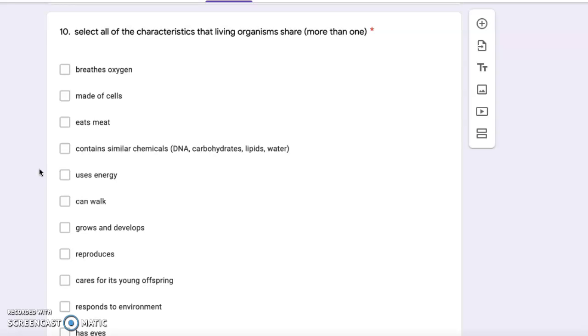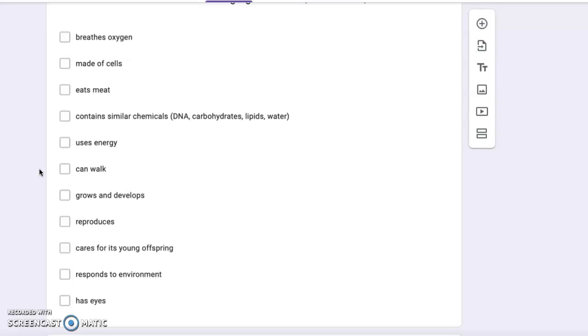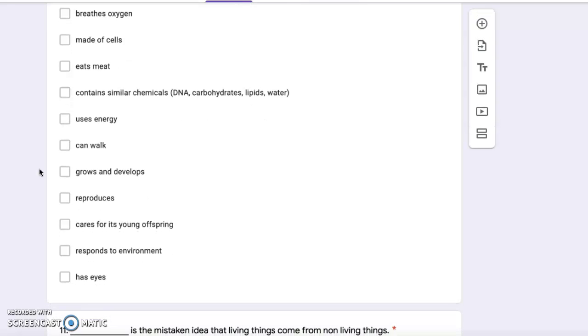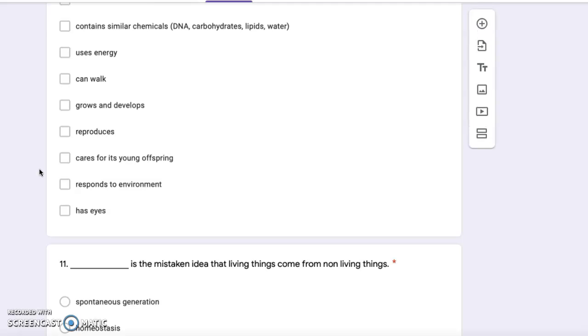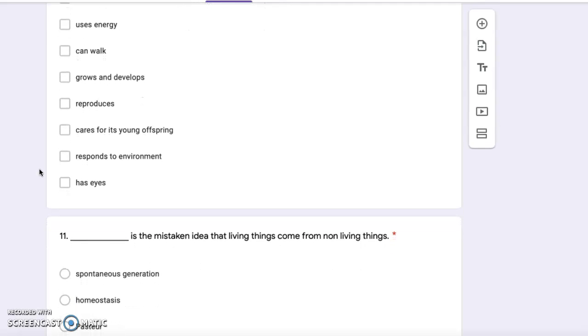And number 10, select all of the characteristics that living organisms share. There are more than one. Breathes oxygen, made of cells, eats meat, contains similar chemicals such as DNA, carbohydrates, lipids, water, uses energy, can walk, grows and develops, reproduces, cares for its young offspring, responds to environment, and has eyes.